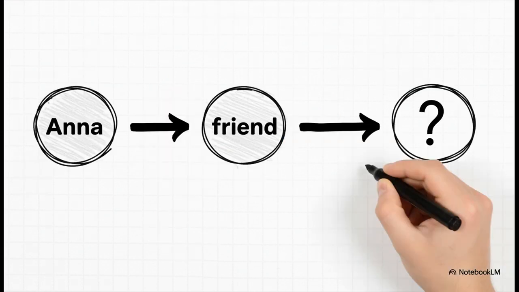And the real power comes when you start chaining these patterns together. You want to find friends of friends? No problem. You just extend the drawing. Anna knows a friend who in turn knows a friend of a friend. You just keep drawing the path you want to explore.